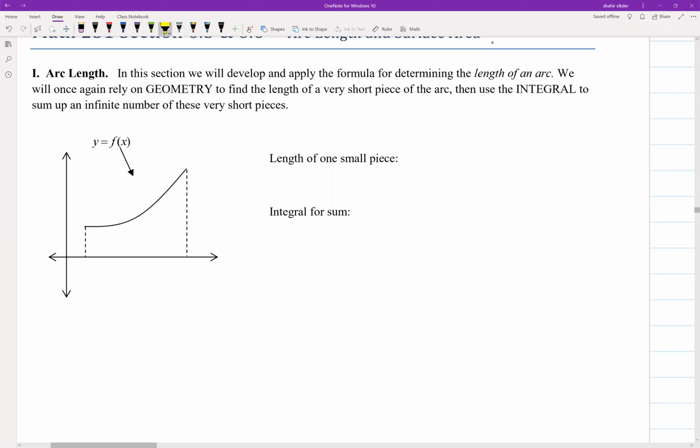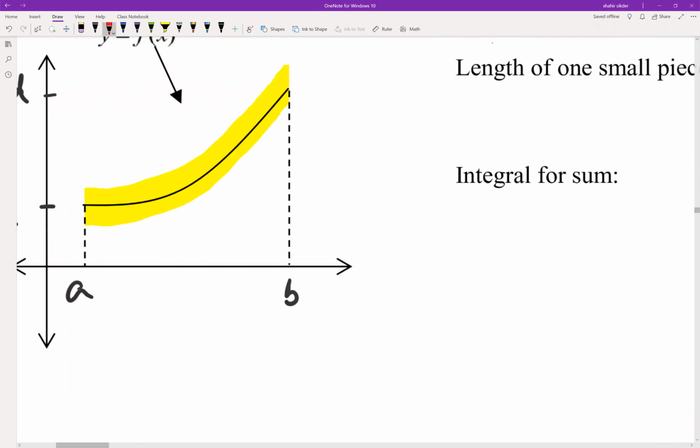So let's just say, for derivation purposes, let's call this point C, and let's call this right here our D. This is our point A, and this is our point B. And this is our function f of x. If I'm interested in finding this whole segment from here to here, what we're going to do is take really small, tiny segments.